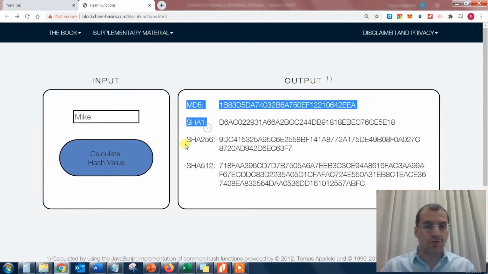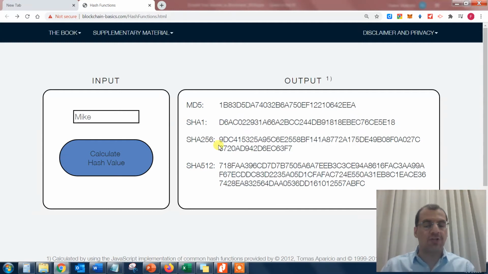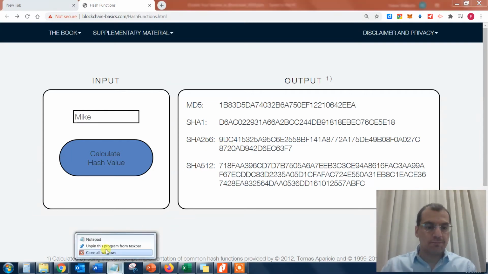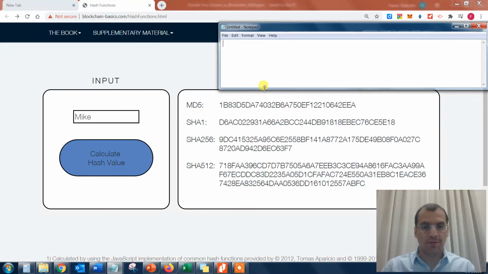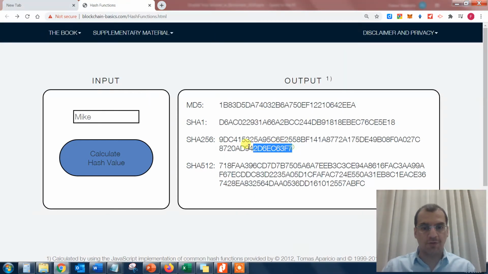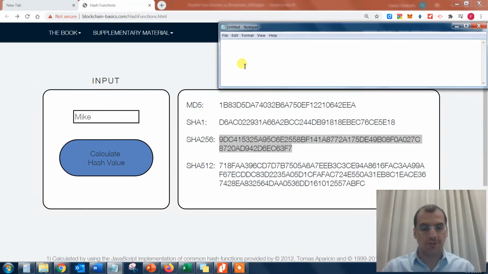SHA256 is what Bitcoin uses, as well as all the major cryptocurrencies. Ethereum, Litecoin, and others, the majority of them, all use SHA256 in their blockchain network. So, what this means is the following. I'm just going to copy the output message here just to illustrate how this works and why this is such an important fundamental aspect of blockchain.